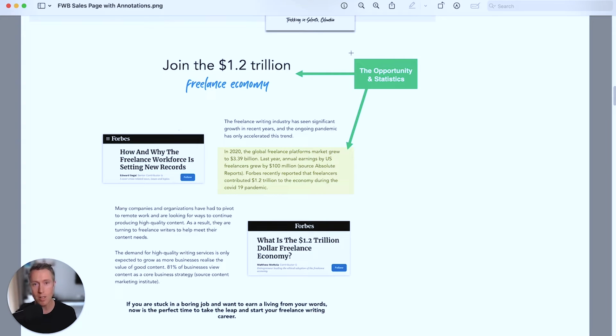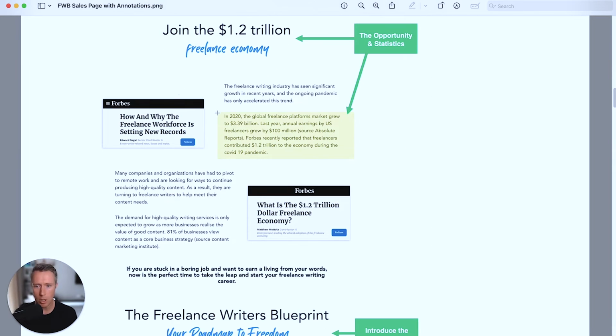But the whole industry is even bigger. So I say, look, this is the opportunity. And I back up my claims with proof by using statistics, using other sources, showing news articles. All of this is adding credibility to my claims. I'm not just saying, hey, I made money as a freelance writer.